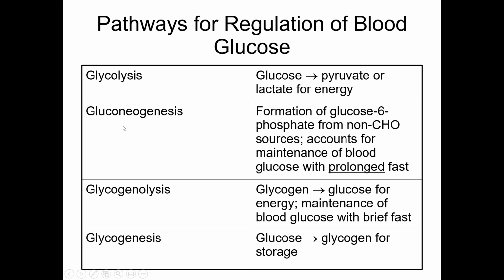Gluconeogenesis, we're producing or creating new glucose from non-CHO sources. This is going to account for maintenance of blood glucose with prolonged fasts. Glycogenolysis. Glycogen lysis means to break apart glycogen. So glycogen is broken down to glucose for energy maintenance, and this is with brief fasts. And glycogenesis is when glucose is converted to glycogen for storage.